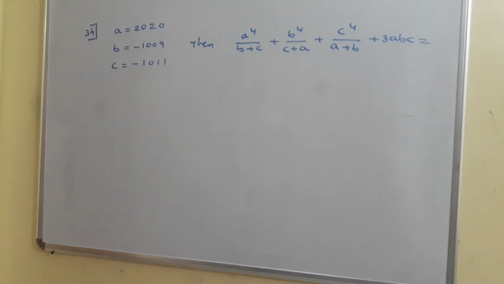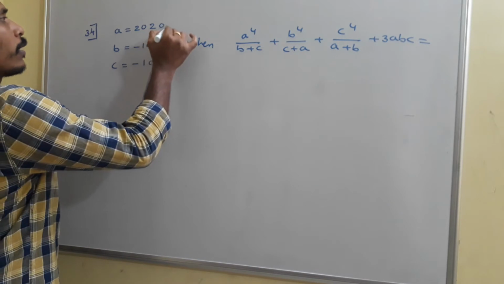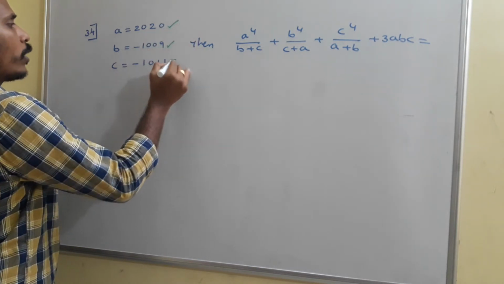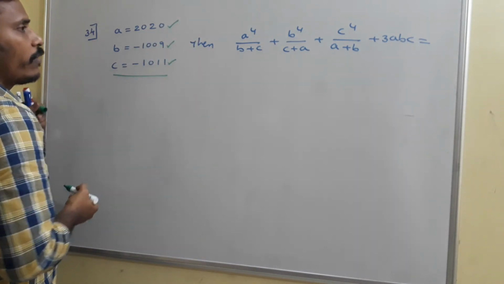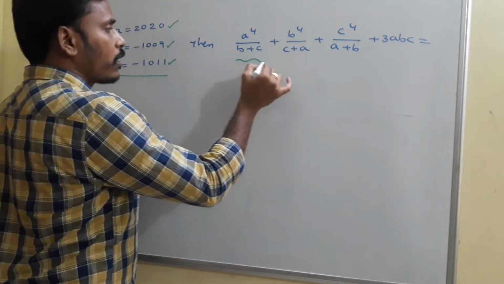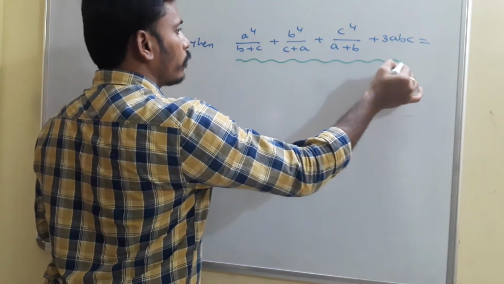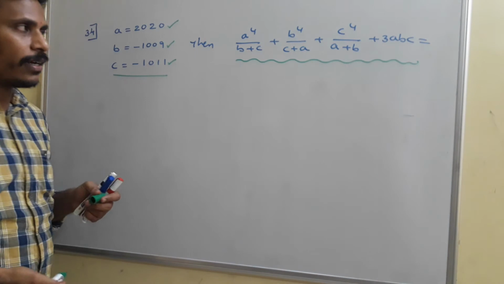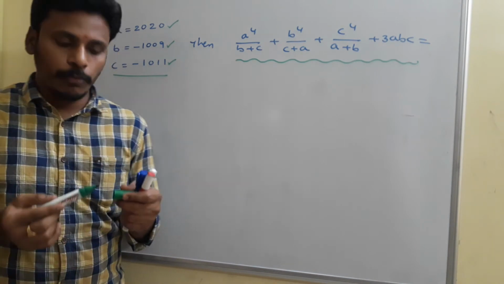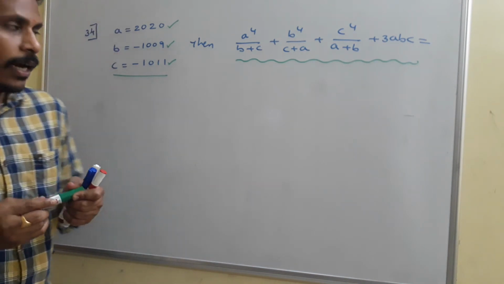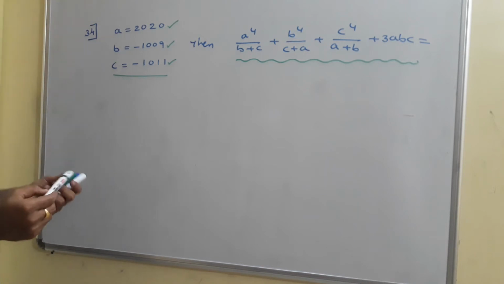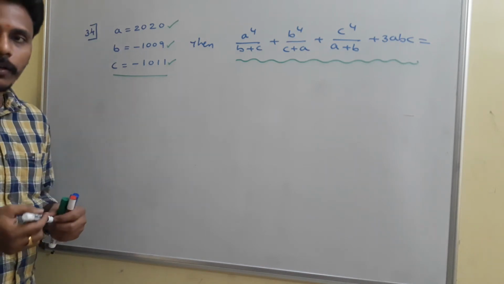A value is given as 2020, B value is minus 1009, and C value is minus 1011. These three values are given, and they are asking us to find this value. What is the resultant value of this algebraic expression? See, one thing is here A, B, C are given.